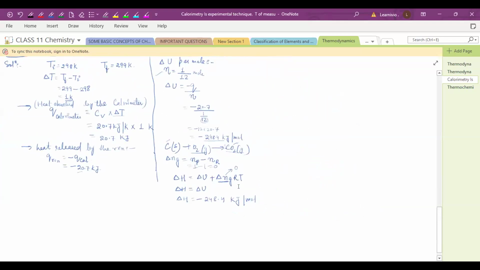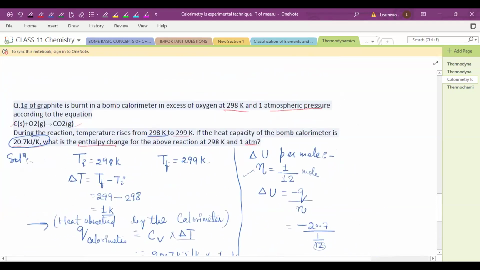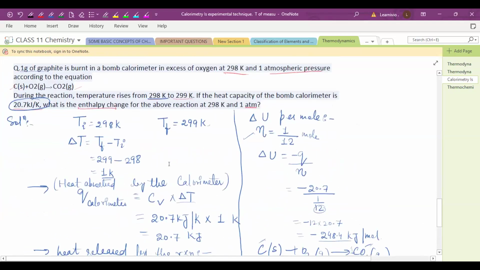So this type of question can come in your exam from the bomb calorimeter. So 1 gram of graphite. First we have to calculate the change in temperature. After that, you have to understand the principle of bomb calorimeter. You should know the heat absorbed will always be equal to the heat evolved. And who is absorbing the heat? The calorimeter. And where is the heat evolved from? By the reaction. So these two must be equal in the bomb calorimeter.